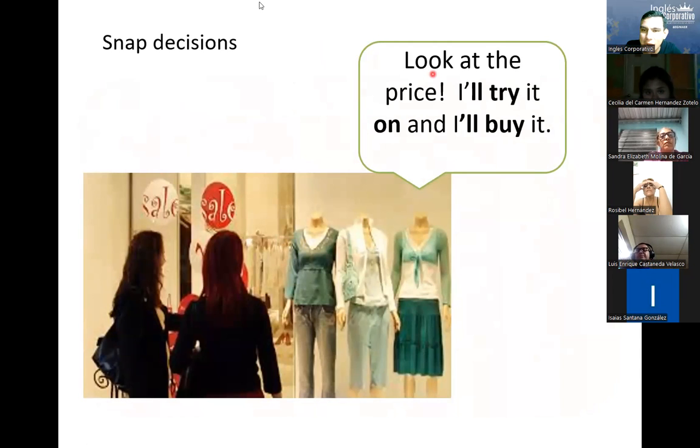Look at the price. I'll try it on and I'll buy it. Una snap decision. Una decisión que acaba de tomar en el momento.